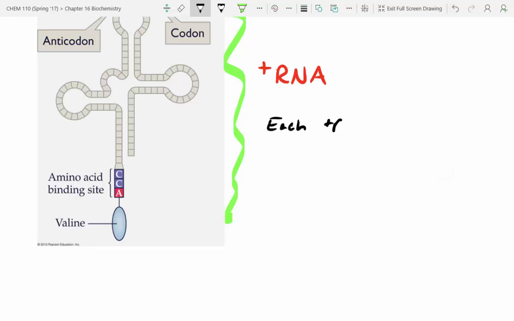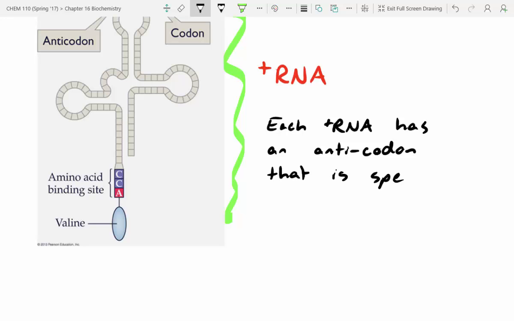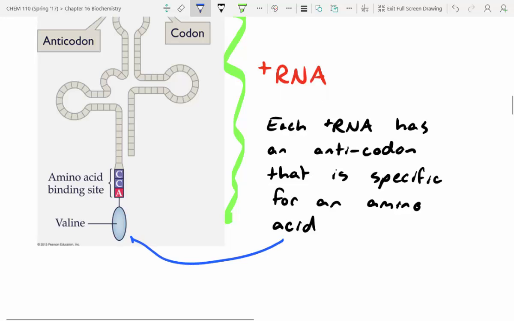Each tRNA has an anticodon that is specific for an amino acid. And the amino acid we could see in this one was valine, right?